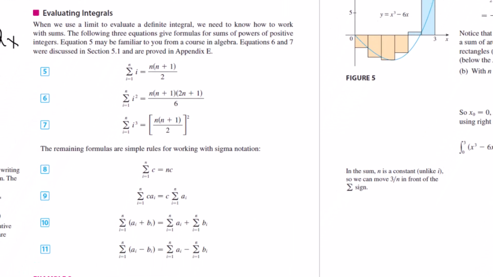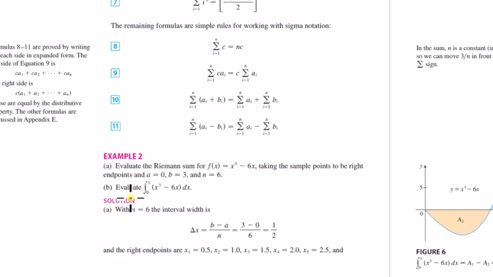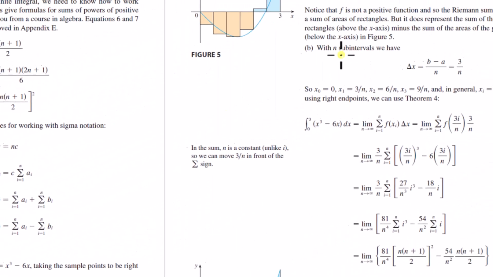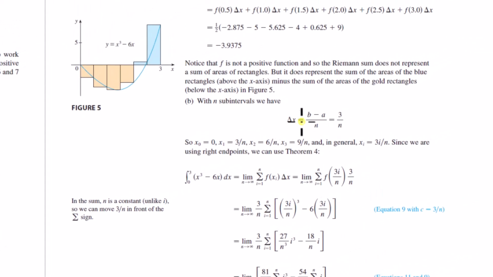Okay, but then it says now evaluate the actual integral. So it's the Riemann sum that you just did, but now instead of n equals 6, you're taking the limit as n goes to infinity. So how do you do this? Well, you just do this for n as a function of n. So instead of saying b minus a divided by 6, you just do b minus a divided by n. That's 3 divided by n.